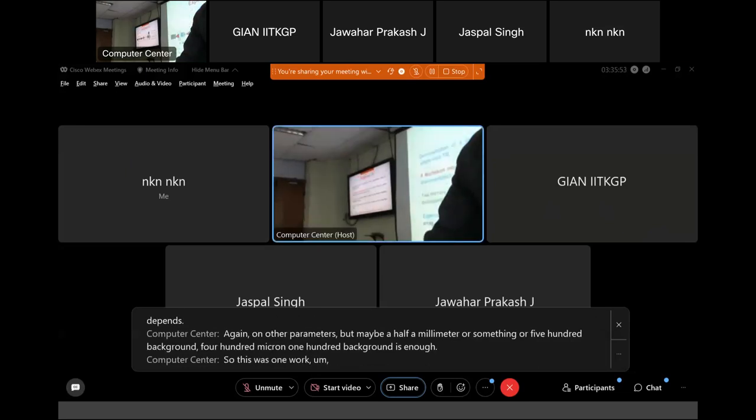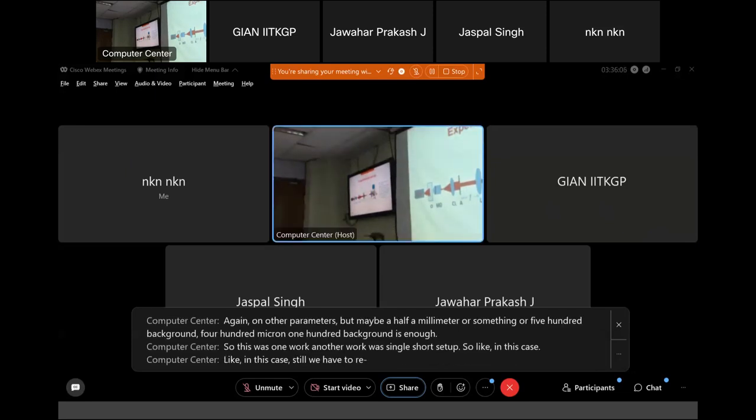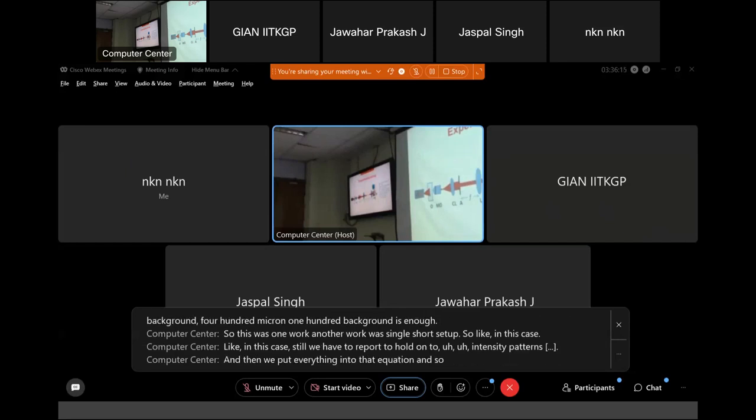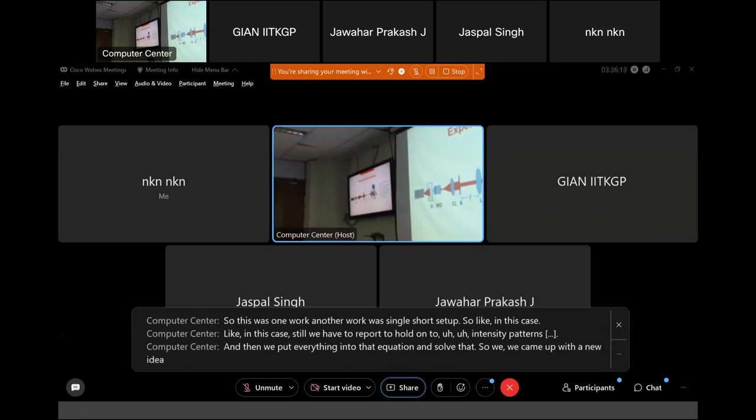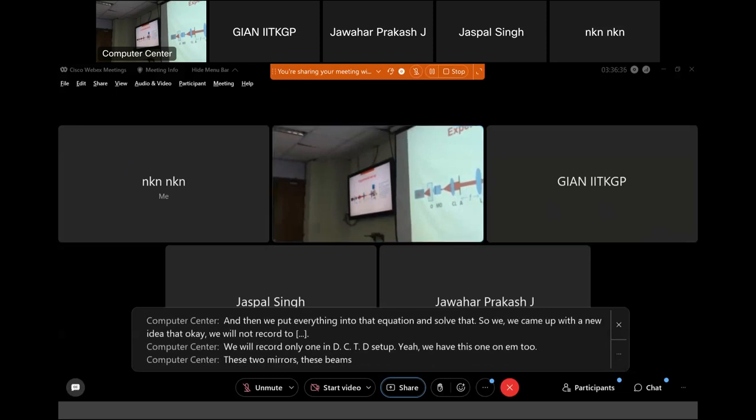Another work was a single shot setup. Like in this case, still we have to record two intensity patterns, I1 and I2, and then we put everything into that equation and solve it. So we came up with a new idea: we will not record two intensities, I1 and I2. We will record only one intensity, and change the setup. Here we have M1 and M2, these two mirrors, and we are controlling the path of these beams. Control this path and you record only one intensity pattern. In one shot, you are basically recording two intensity patterns. You are not changing anything. You have introduced some path length between them, and recorded that intensity pattern in the same way. So it is called single shot TIE.